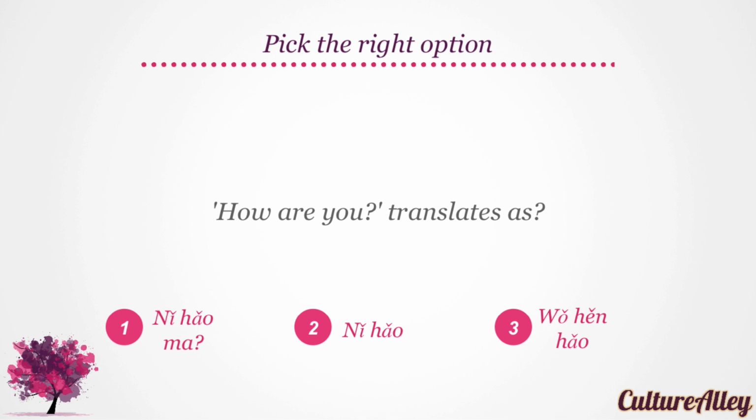What does how are you translate as? Does it translate as 你好吗? Or to 你好? Or does it become 我很好? How are you translates to? That's correct. 你好吗? Good. Let's look at another one.